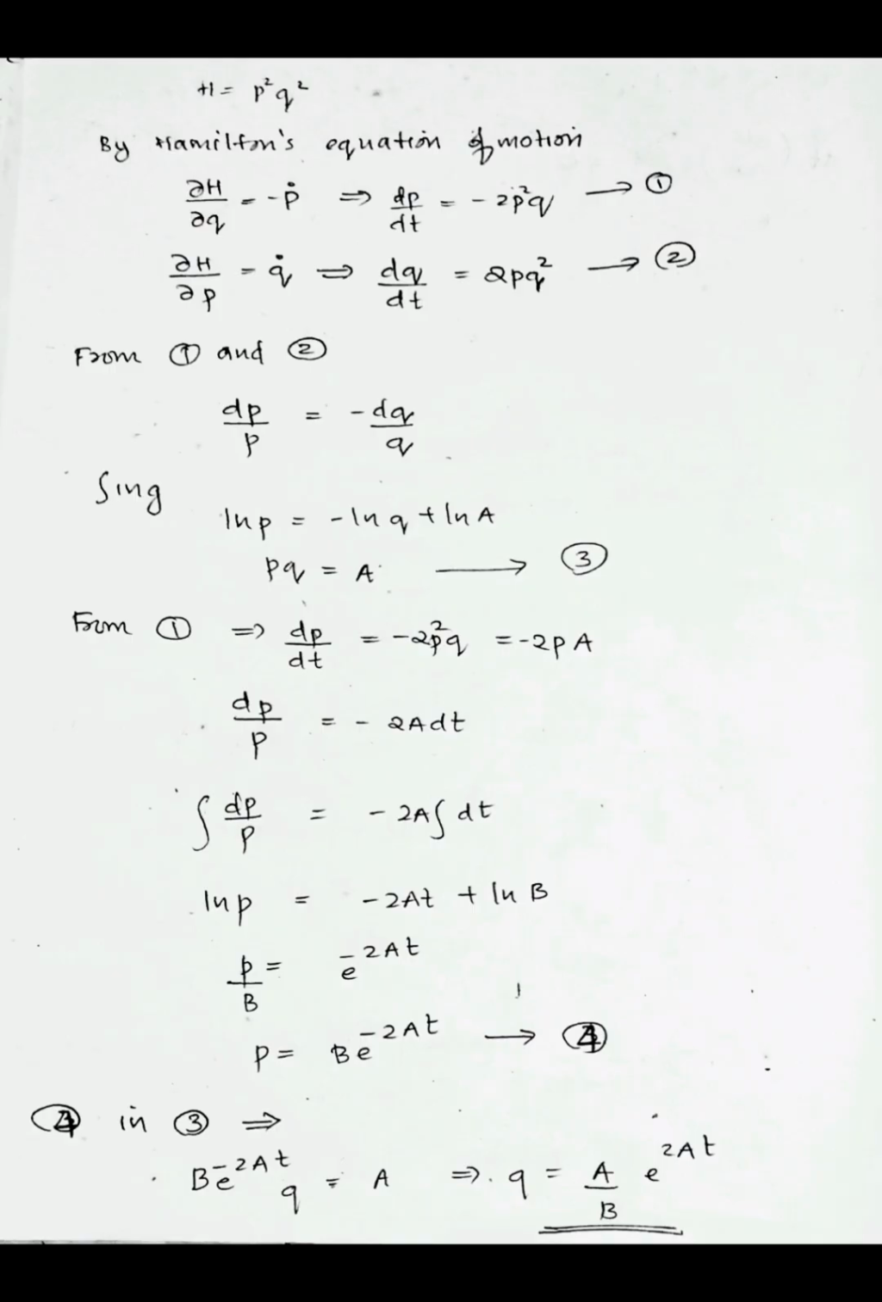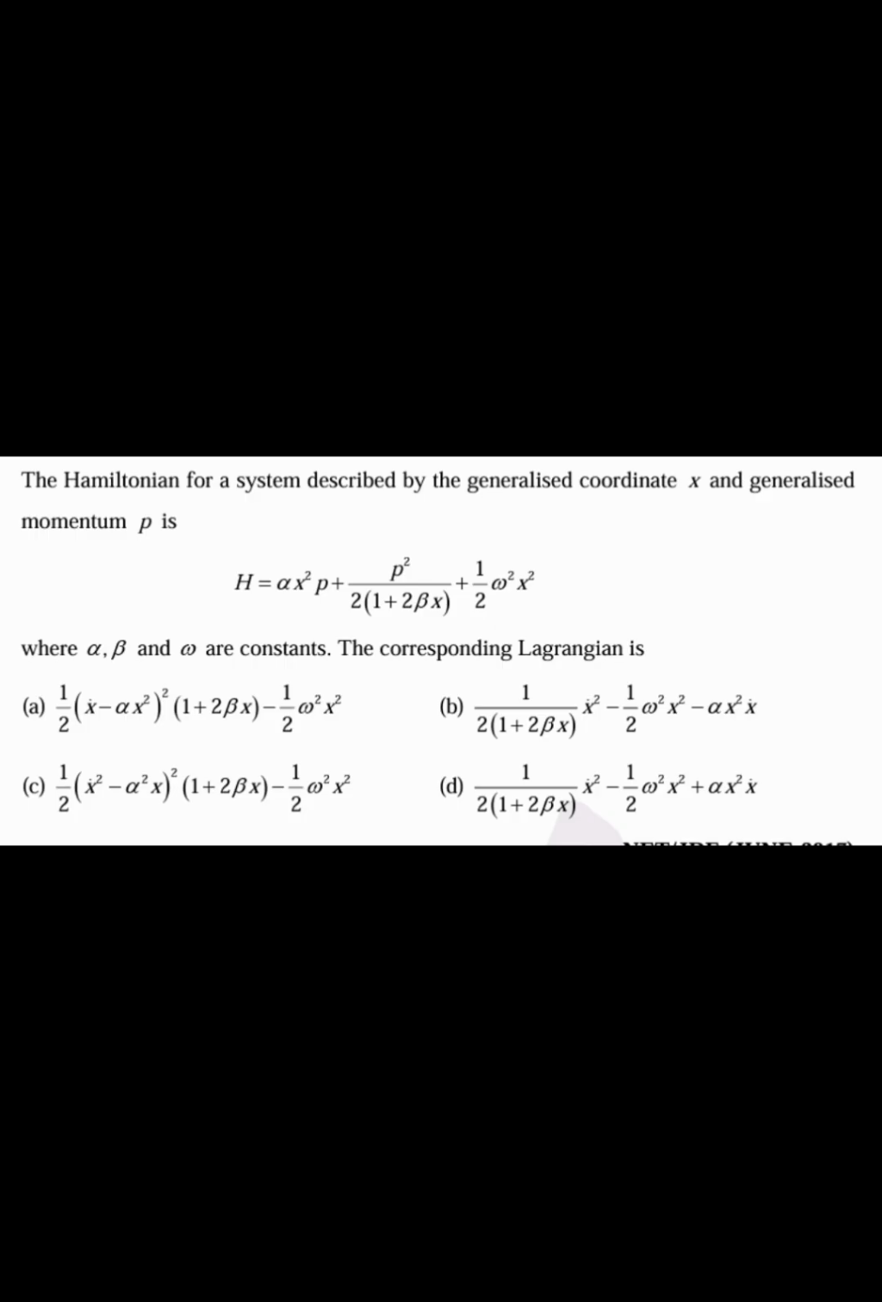e raised to 2at. Next question: the Hamiltonian for a system described by the generalized coordinate x and the generalized momentum p is H is equal to alpha x square p plus p square by 2 into (1 plus 2 beta x) plus half omega square x square, where alpha, beta, omega are constants. Then the corresponding Lagrangian is dash. So here we need to find the Lagrangian. Here H is equal to alpha x square p plus p square by 2 into (1 plus 2 beta x) plus half omega square x square.